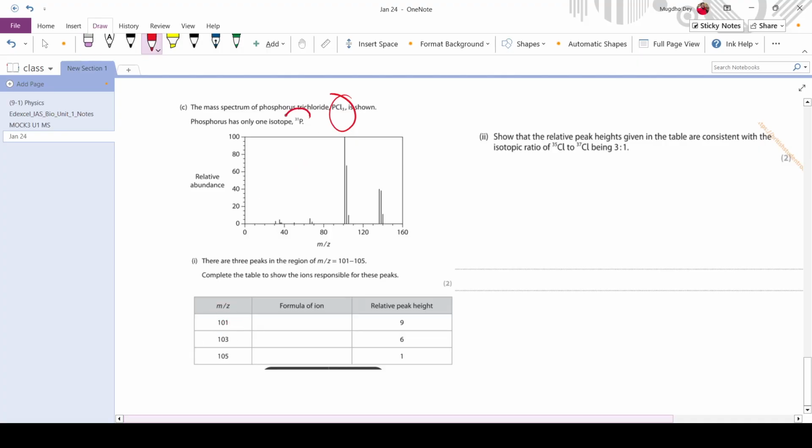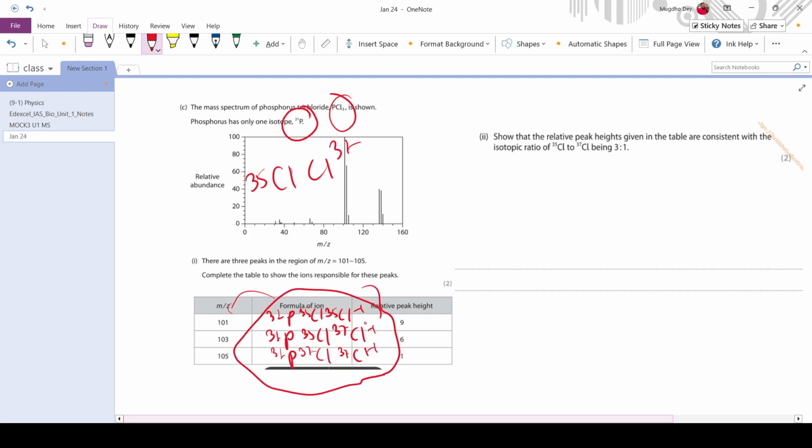Phosphorus is only one isotope, but we know chlorine has 35 and another has 37, right? So 31 phosphorus, 35 chlorine, 35 chlorine, 35 chlorine, plus, yeah, it brings 101. So all you do is just do the combinations and check whether 103 or 101 comes or not. So for the same thing, 31P, 35Cl, 35Cl, 37Cl plus, and anything else? Oh yeah, the last one will be obviously 31P, 37Cl, 37Cl, 37Cl plus. It's just basically combinations, okay?